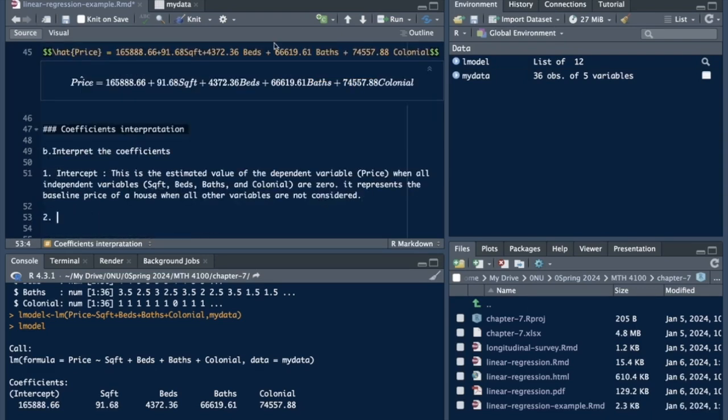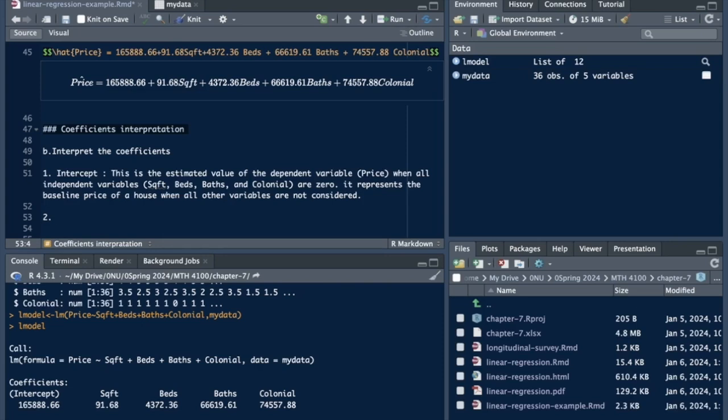The second one, which is 91.68, the coefficient B1. This is important to understand, again, how to interpret these. For every additional square foot in the house, the estimated price is expected to increase. Why increase? Because it's positive, by $91.68. And there is a statement I have to continue: assuming all other variables are held constant. And I have to stop here a little bit.